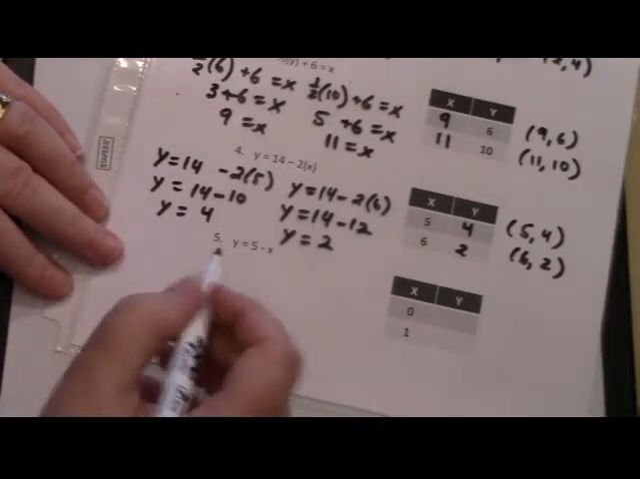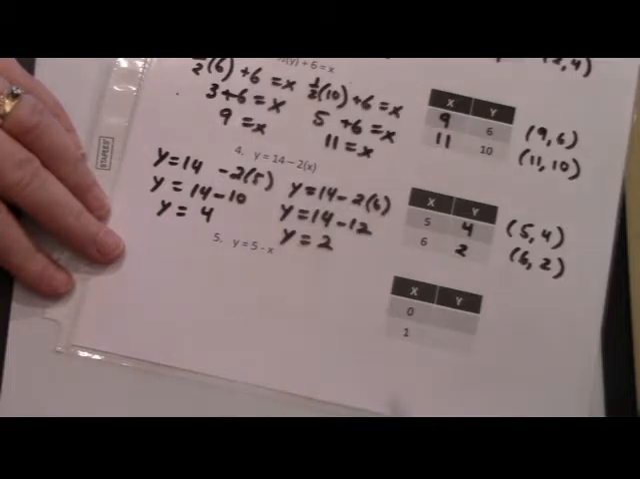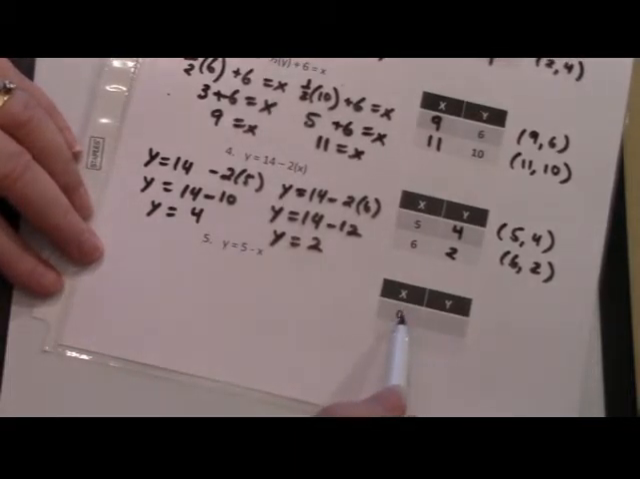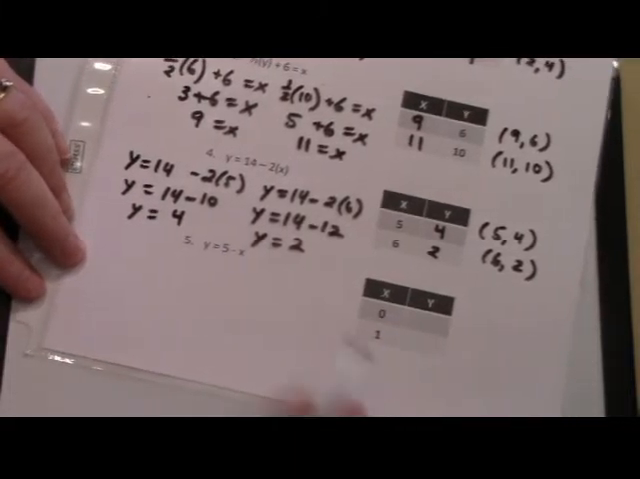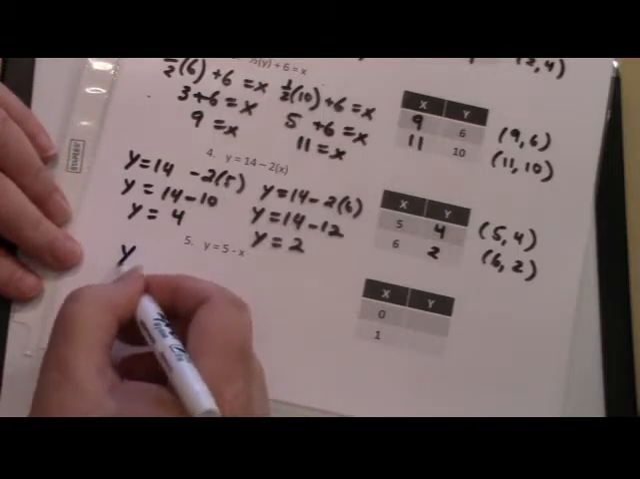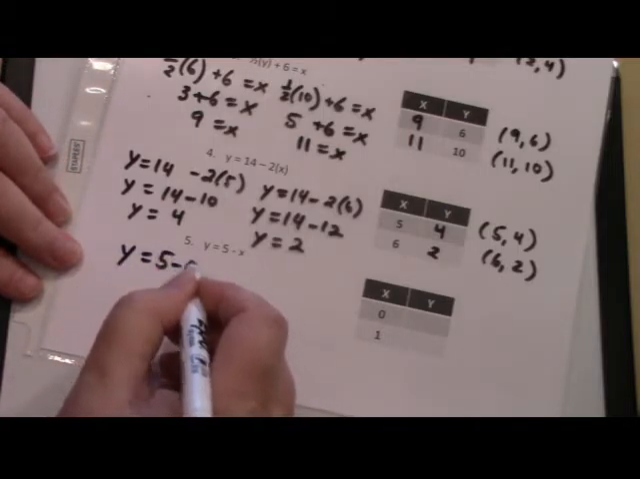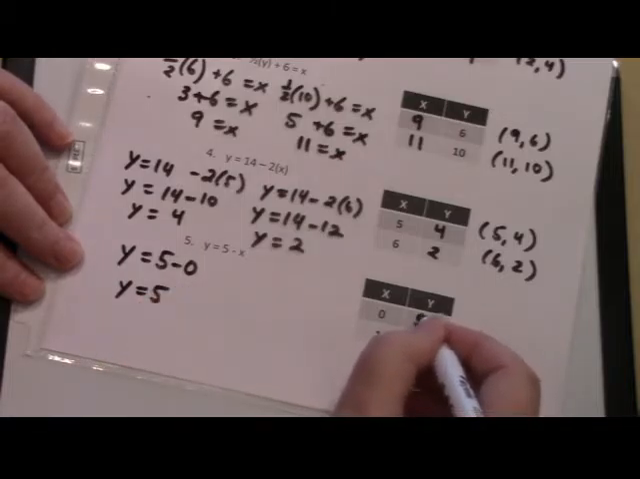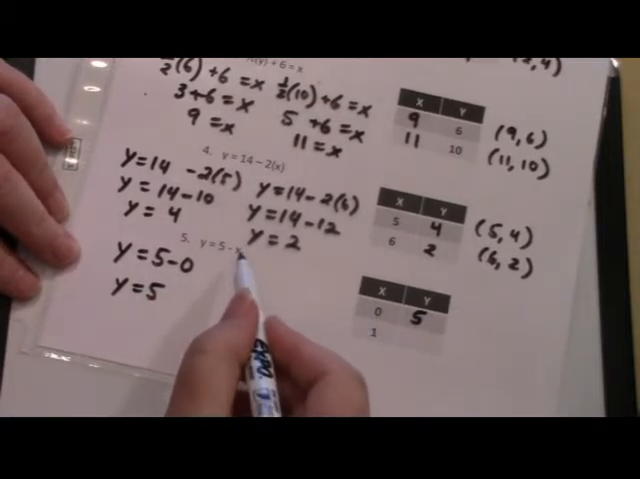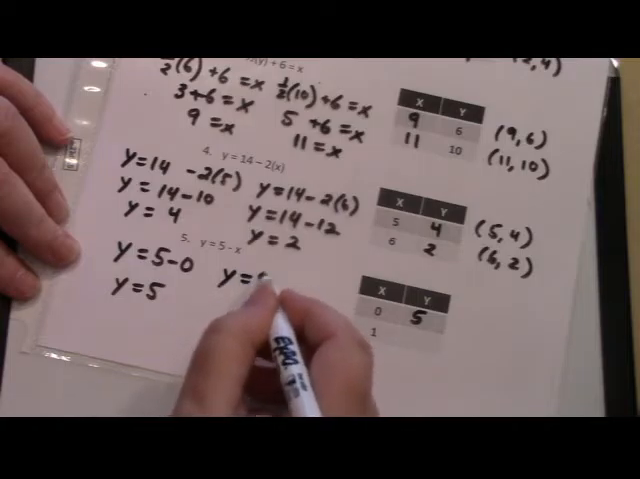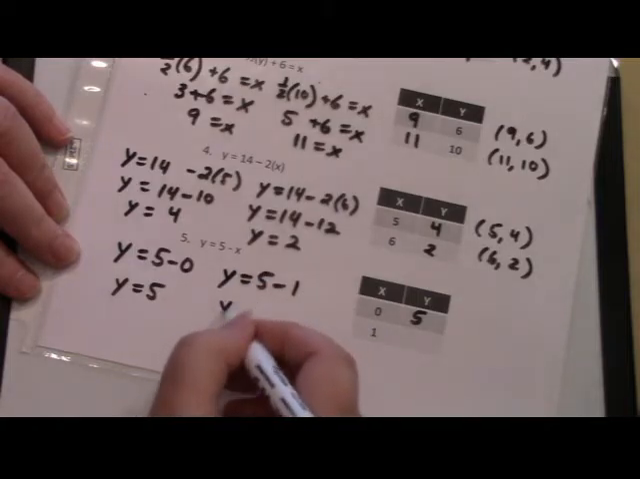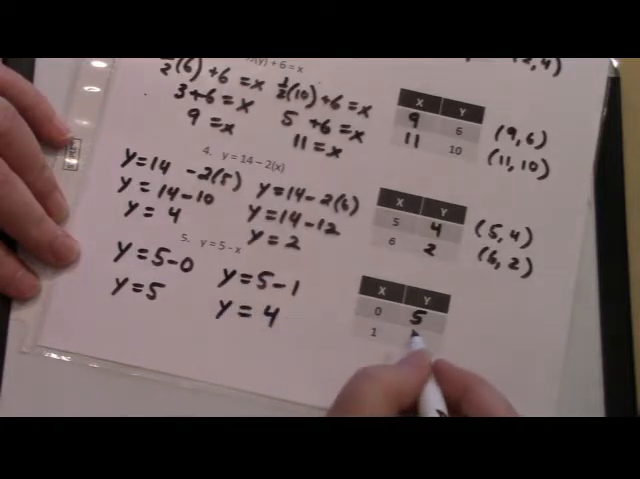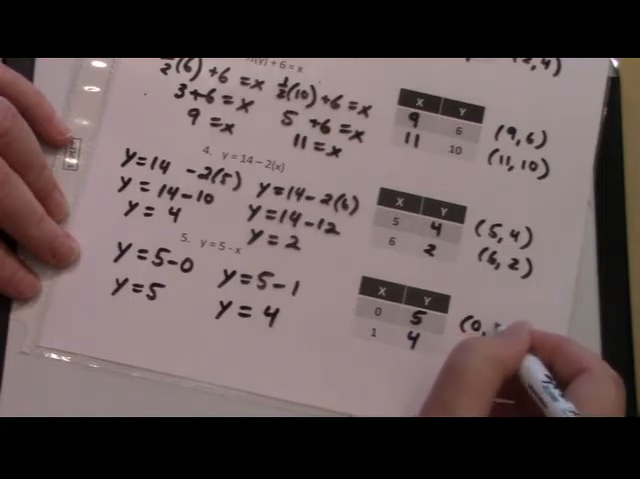And our last practice together, y equals 5x. Well, let's pick x to be 0. That means our first equation will be y equals 5 times 0. Basically, that just means it's going to be 0. Well, what if x is 1? Y equals 5 times 1. Y equals 5. And we have our 2 coordinates.